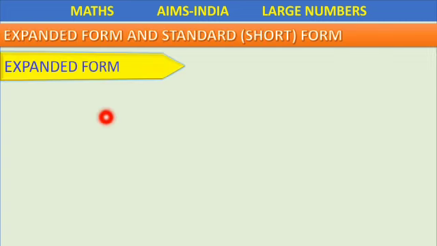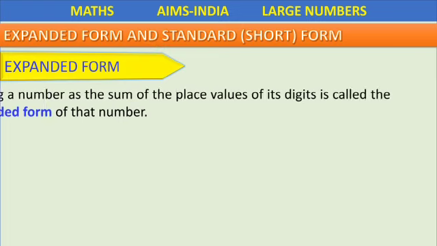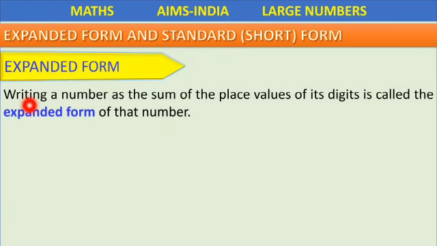And another use of understanding place values is writing the expanded form and short form. What children? Expanded form and short form. Now look at this word expanded here. Expanded is such a big word to pronounce, right? In the same way, what we do in the expanded form is we take a number and then write it in a big way. Writing a number as the sum of the place values of its digits is called the expanded form of that number.